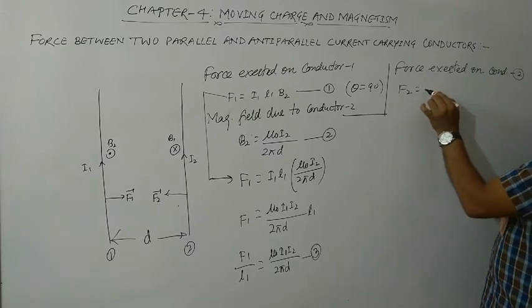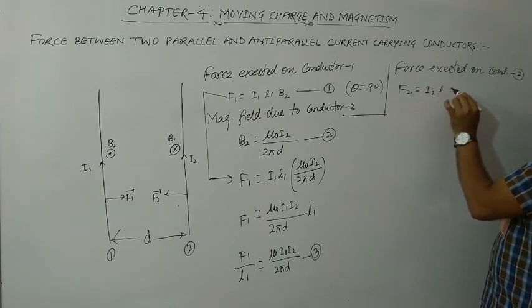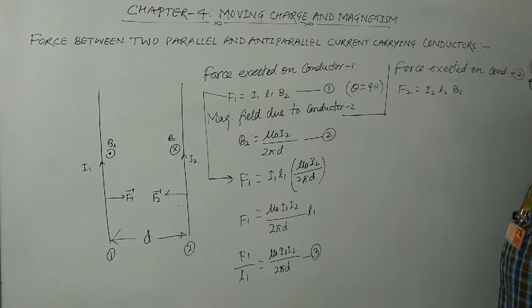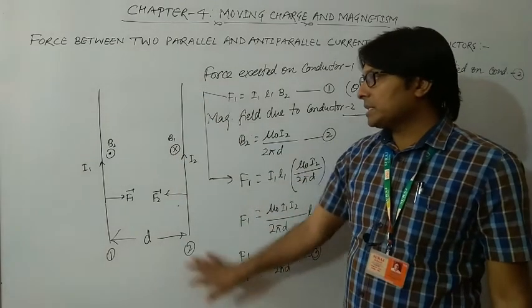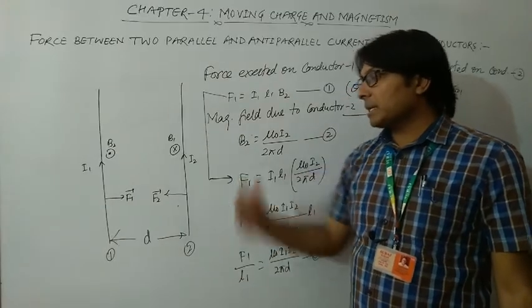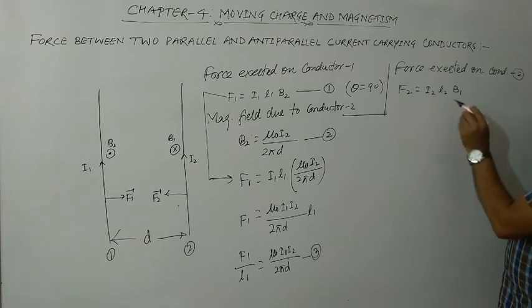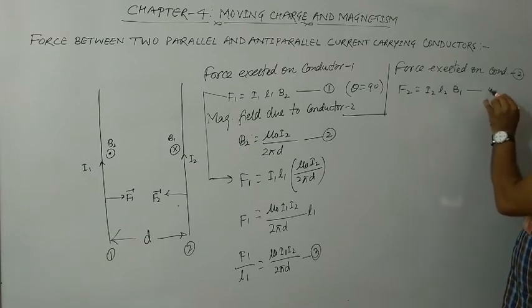So F2 is equal to I2 L2 B1, because this wire is assumed to be placed in the magnetic field of conductor 1. Okay, and this is, suppose, equation 4.